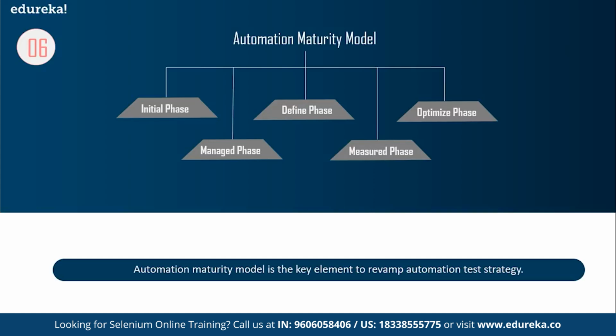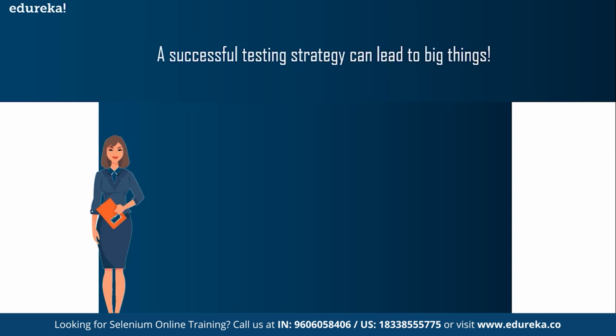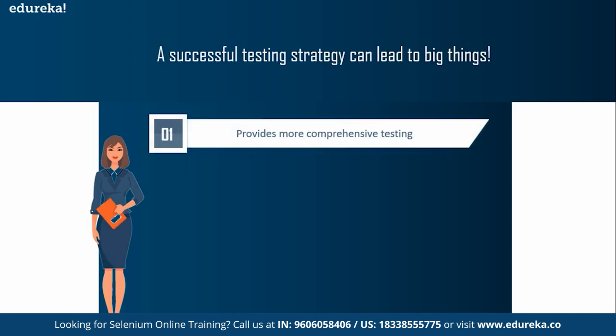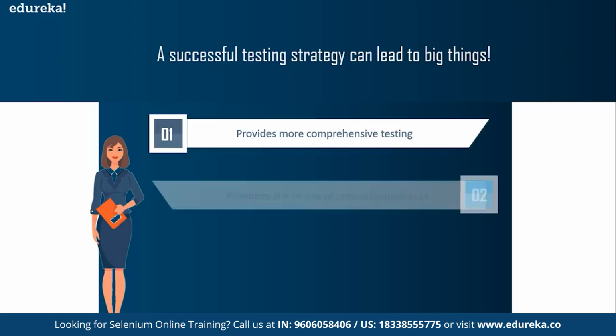It's very much necessary to come up with an intelligent test automation strategy to fully enjoy the benefits of automation testing and achieve the desired level of success. A successful test automation strategy can lead to big things. It's true. A successful testing strategy and framework can positively impact your business and organization in a number of ways. First of all, it provides you more comprehensive testing. The most complex test automation tasks are completed easily when you have a strategy, and your products become more robust as a result. It also promotes the reuse of critical components.